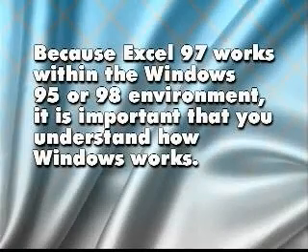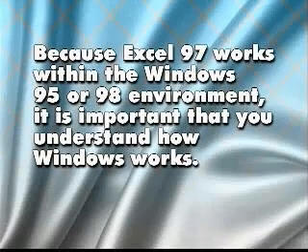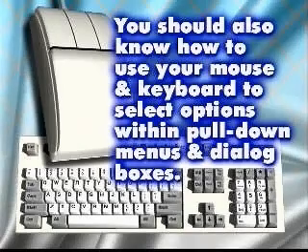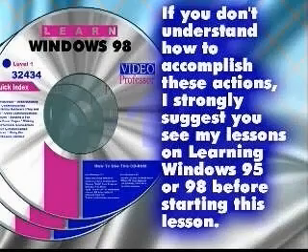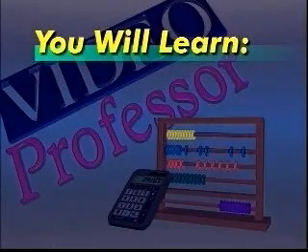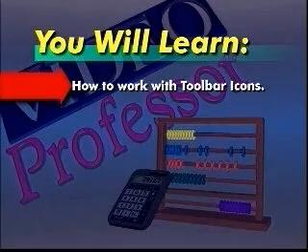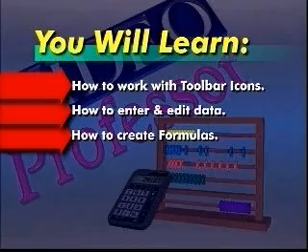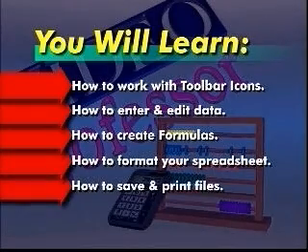Because Excel 97 works within the Windows 95 or 98 environment, it is important that you understand how Windows works. You should know how to use the Start menu to open an application program. You should also know how to use your mouse and keyboard to select options within pull-down menus and dialog boxes. If you don't understand how to accomplish these actions, I strongly suggest you see my lessons on learning Windows 95 or 98 before starting this lesson. And in this lesson, we will learn basic Excel spreadsheet skills, such as working with toolbar icons, entering and editing data, creating formulas, formatting your spreadsheet, plus saving and printing files.